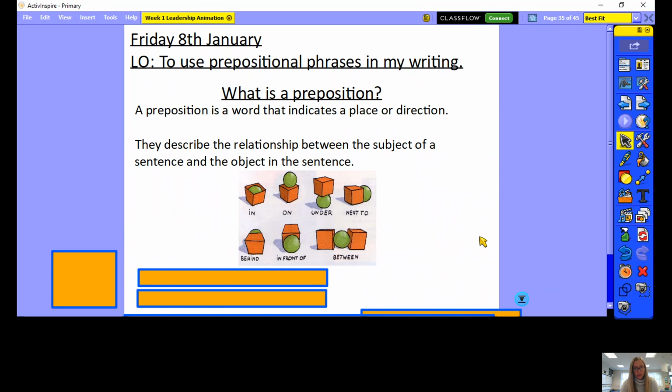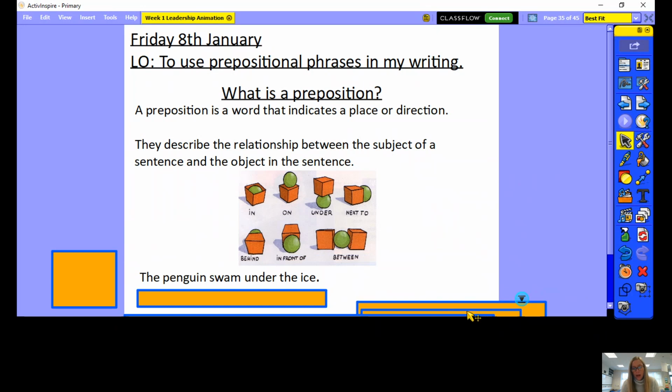So some examples of prepositions you may have used in your writing before are words like in, on, under, next to, behind, in front of, and between. Let's look at an example of this in a sentence to help understand.